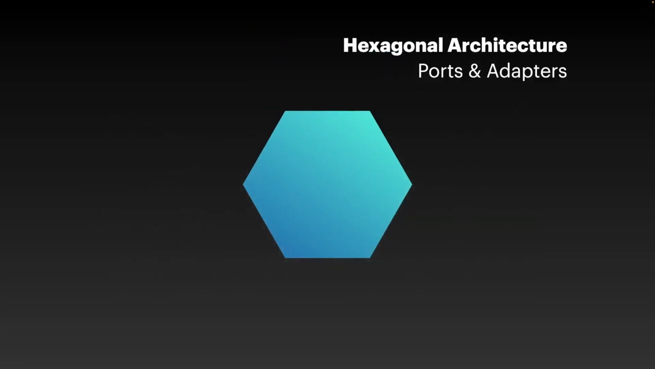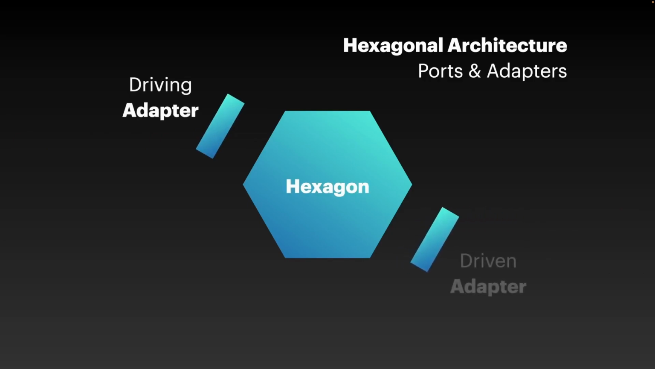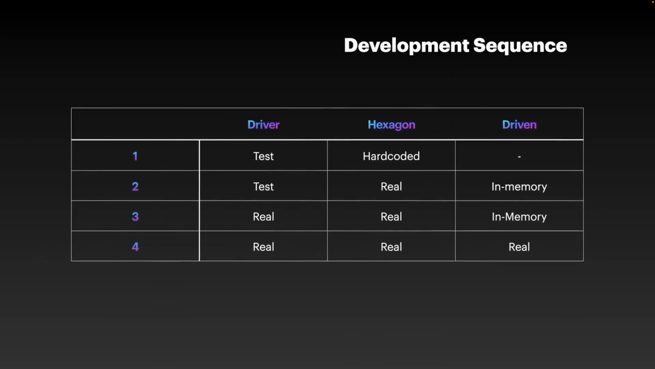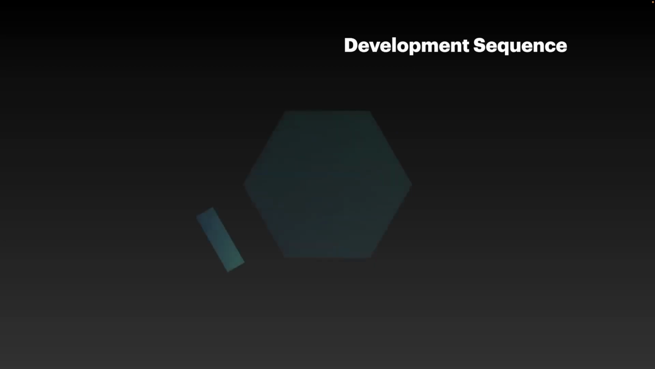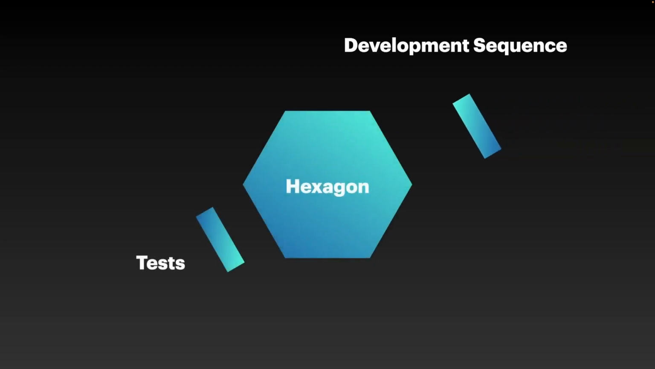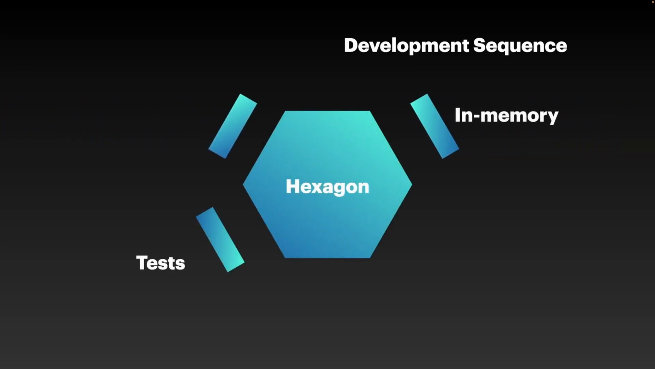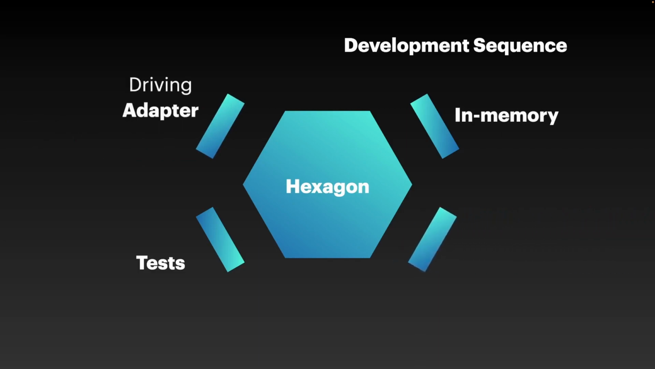Hexagonal architecture, also known as ports and adapters, has a clear development sequence. Following that sequence allows you the space to learn, to take better decisions, and also to progress faster. The development sequence is quite simple. This is how we do it.